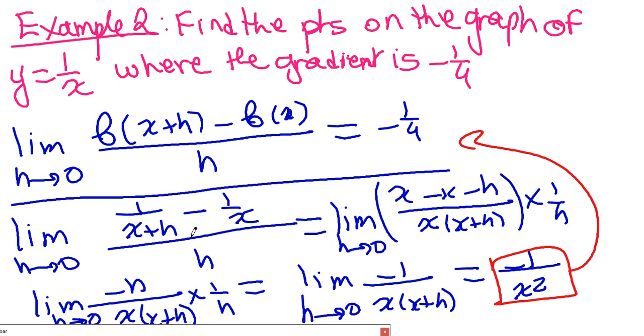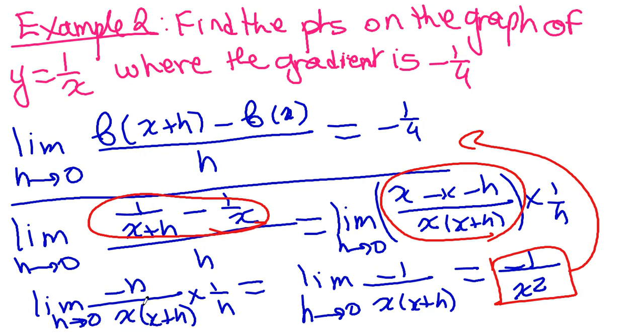What I need to do here in my numerator is to get the same denominator. So here I'm doing the same denominator. I'll multiply this one by x and this one by x plus h. So this is my numerator. Divided by h, it means times the inverse. Now I will have the limit of minus h over x plus h times 1 over h. We can simplify the h. And now I replace h by 0. And I get minus 1 over x squared.